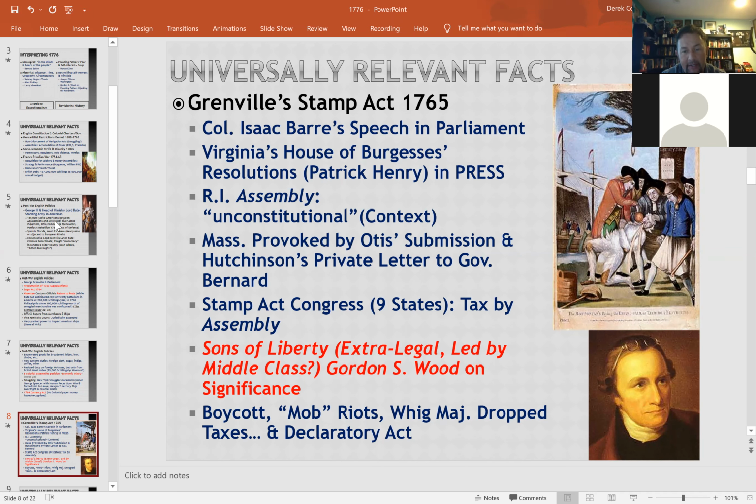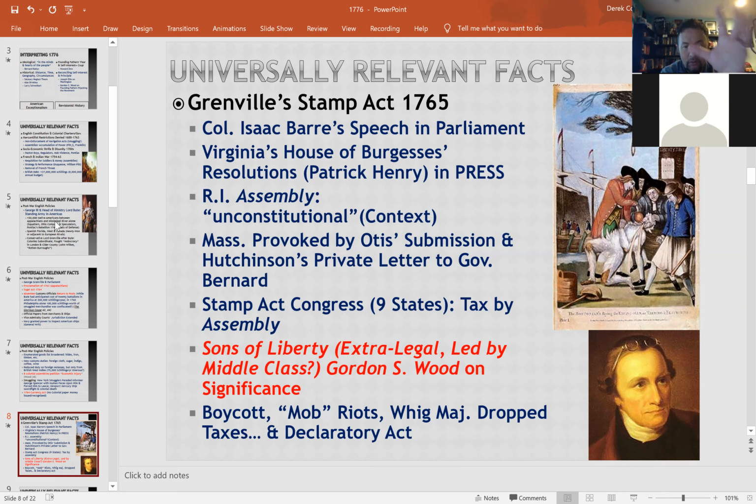The Stamp Act Congress: assemblymen from nine states met in the Stamp Act Congress and declared that you could only be taxed by the consent of your assembly, and they would not recognize any other such taxes. Then at this time, that was the legal voice, right? That was the conduit through which the voice of the people could be heard, was through the elected assemblymen.